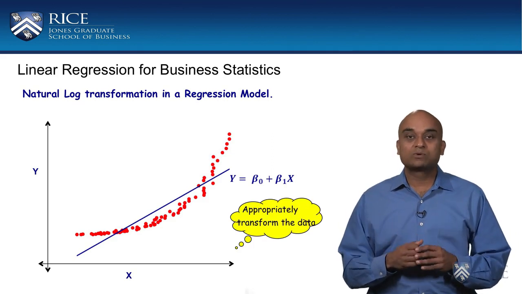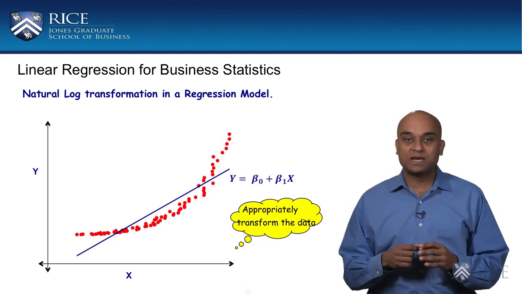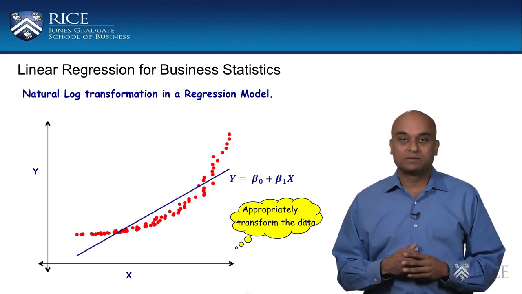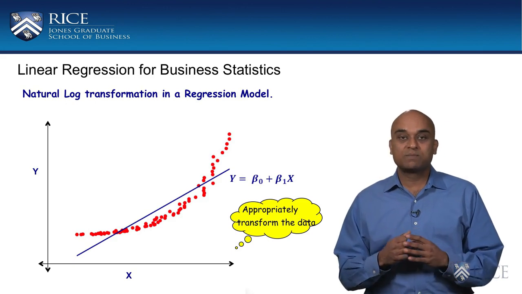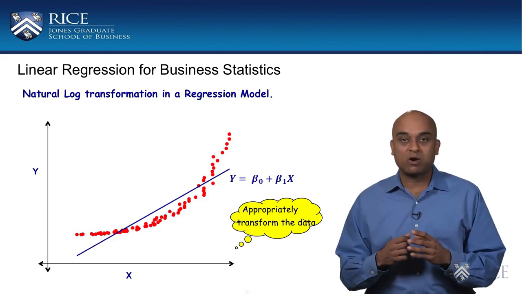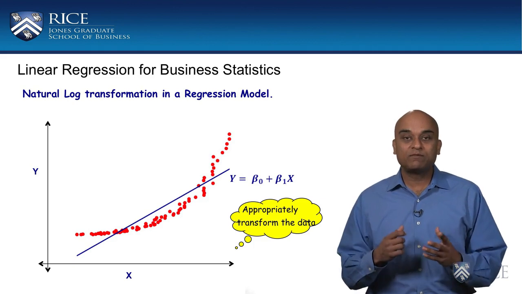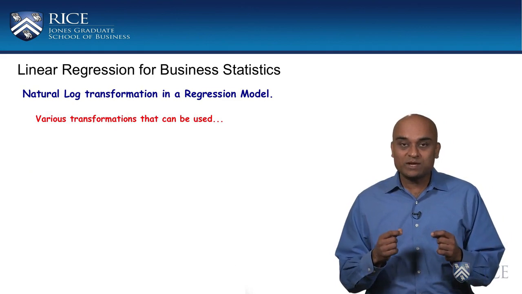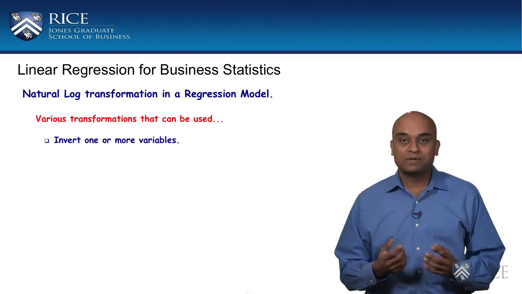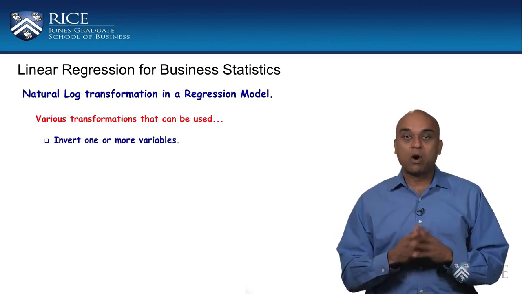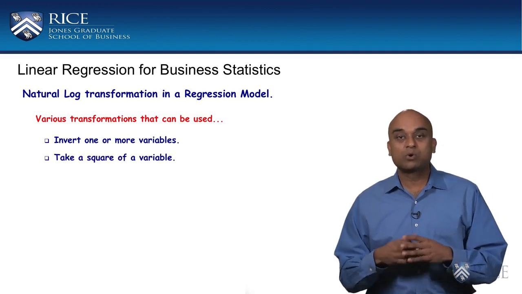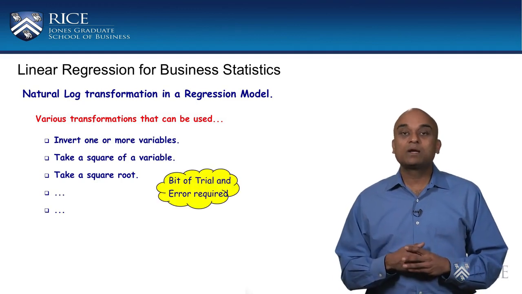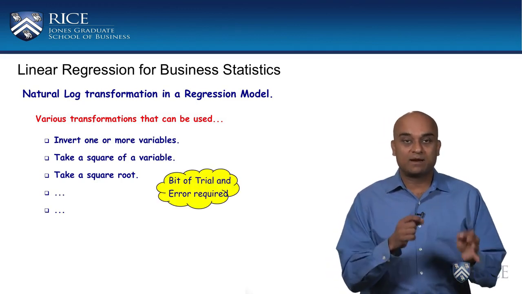The other option is to try and do some transformation in the data in the hope that the relationship becomes a little more linear. The more linear the relationship becomes, the better would a regression model fit the data. This would then further result in improved R square measures. The transformations that you could use are many. For example, you could invert one of the variable or both variables. You could take the square of a variable, a square root of a variable, and so on. It requires a bit of trial and error.